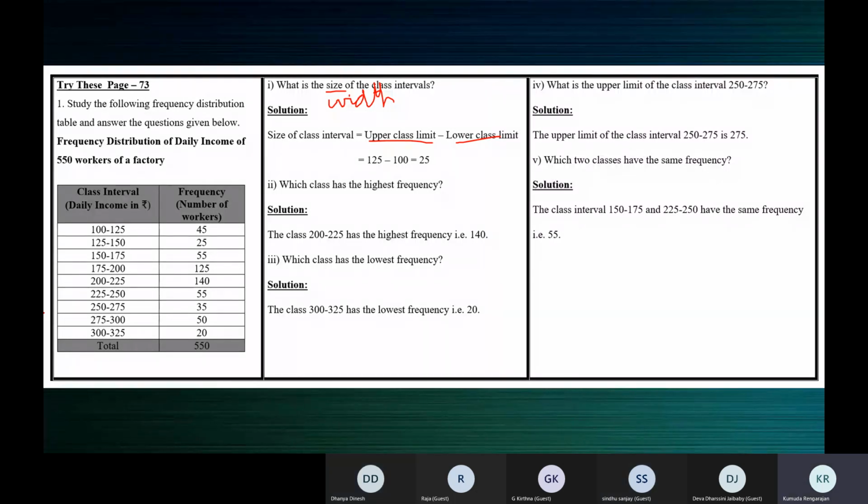Now, do we understand the next one? Which is the upper limit of the class interval 250 to 275? 275, ma'am. Upper limit is 275. Lower limit? 250. Okay.